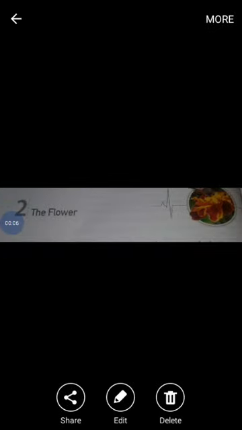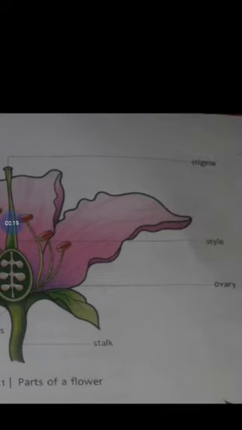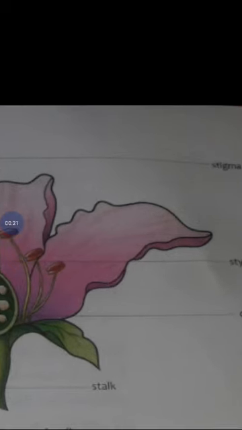Today, I will discuss the flower. Have you seen the flower? Everyone has seen a flower. Here you see a diagram of a flower and parts of a flower. Now we start. This is a stigma.